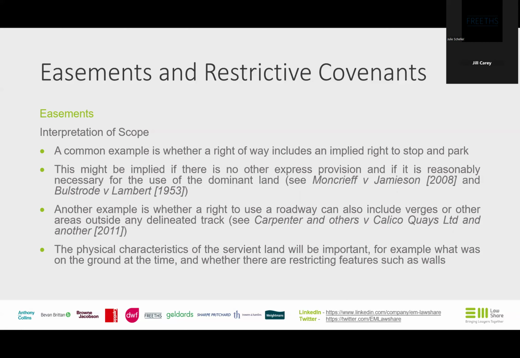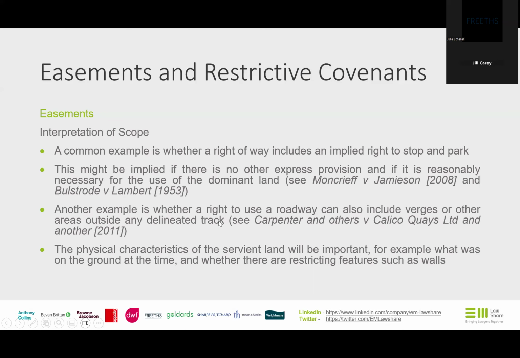case. The issue can also come up, for example, if you're looking at how wide the right is. So does the right to use a roadway also include the verges? So in the Carpenter case there, the question was whether they only had the right to use the tarmac or whether they could also use the grass verges alongside it. And the court there held in favour of the servient landowner because the right was specifically marked. It was clearly shown on a plan as being over the tarmac track.